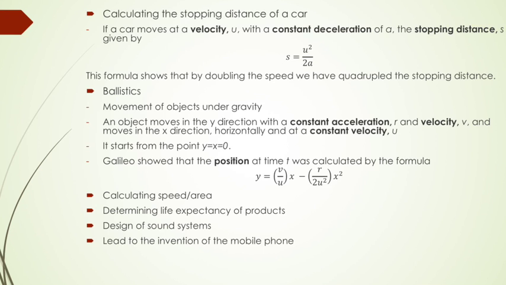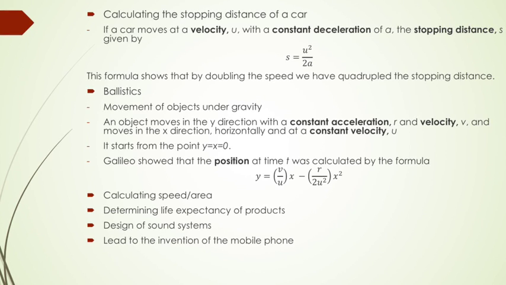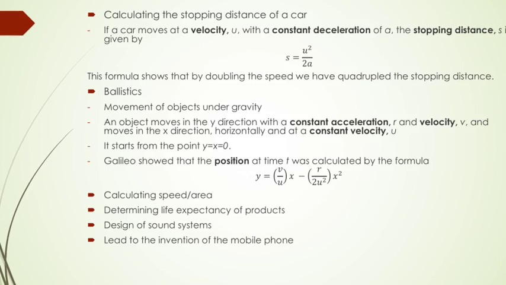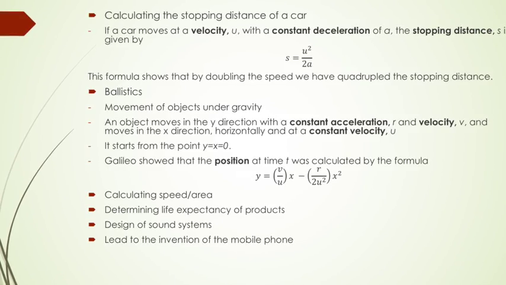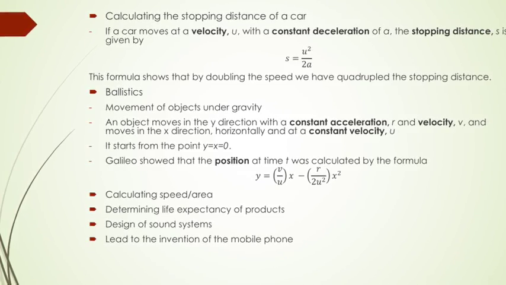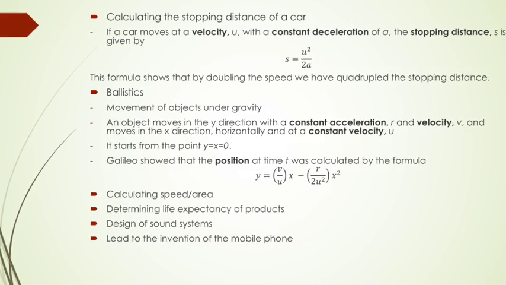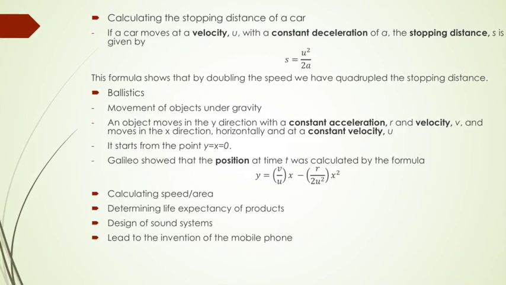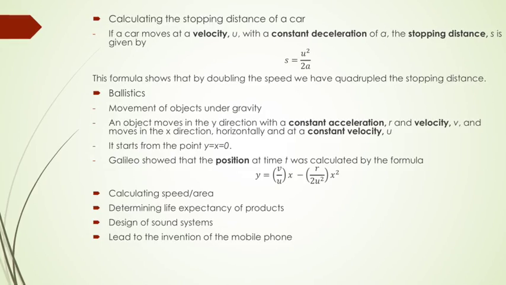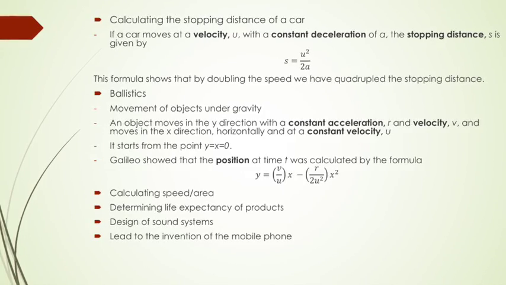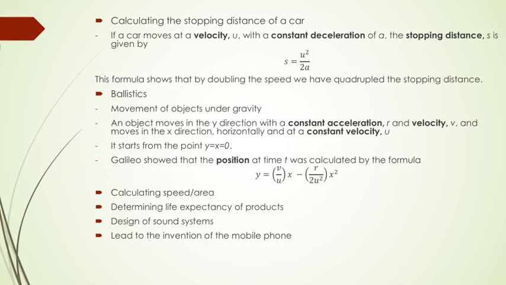Similarly, the stopping distance of a car can be calculated if it moves at a velocity u, with a constant deceleration of a. The stopping distance s is given by the formula s is equal to u squared divided by 2a. The formula shows that by doubling the speed, we have quadrupled the stopping distance.